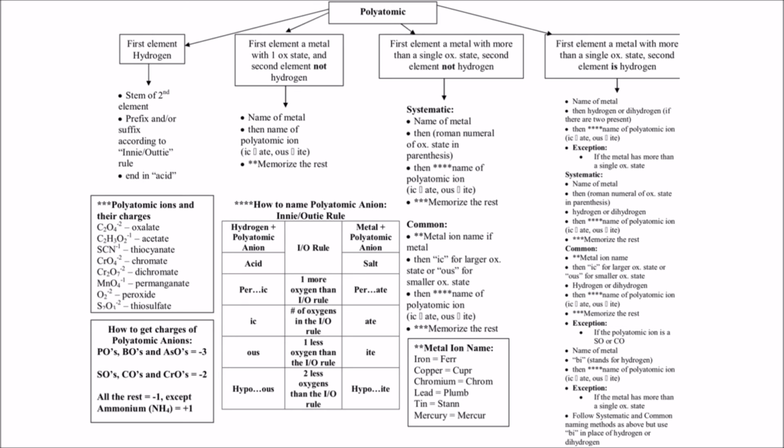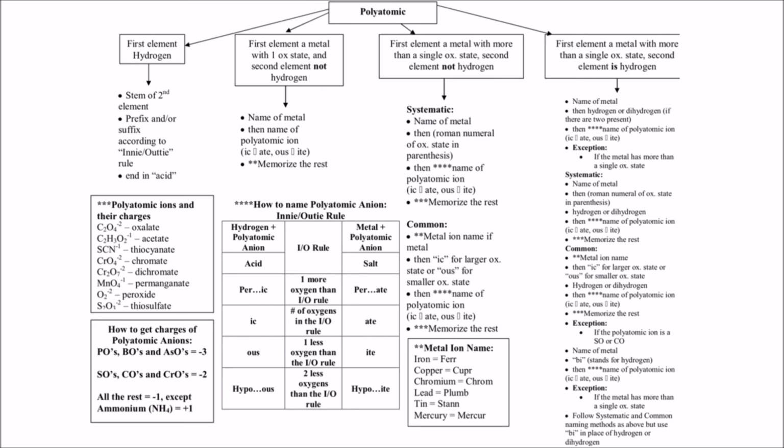Remember that all of our formulas, all of our compounds have a cation part and an anion part. So here we have hydrogen plus our polyatomic anion. That means that this is an acid because it starts with hydrogen. Okay, so if it has the number of oxygens that it's supposed to according to the any-outie rule, then the ending gets to be ic.